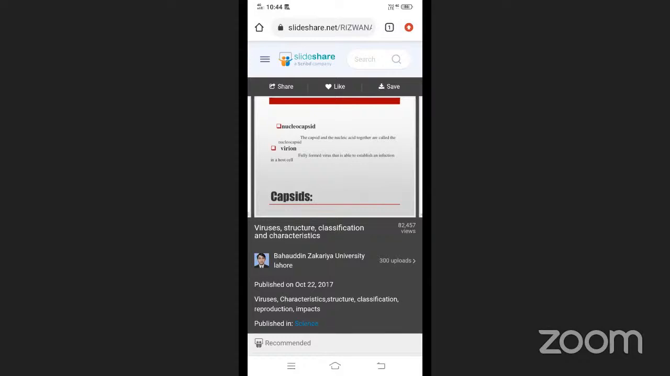Okay, nucleocapsid means both are present: capsid and nucleic acid. But in this virion, only the nucleic acid is present. There is no sheath. So another one is the structure of the virus.